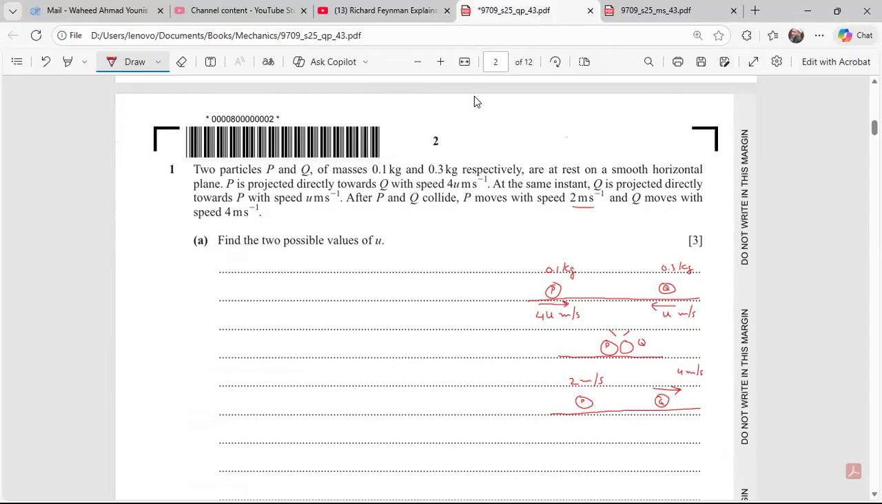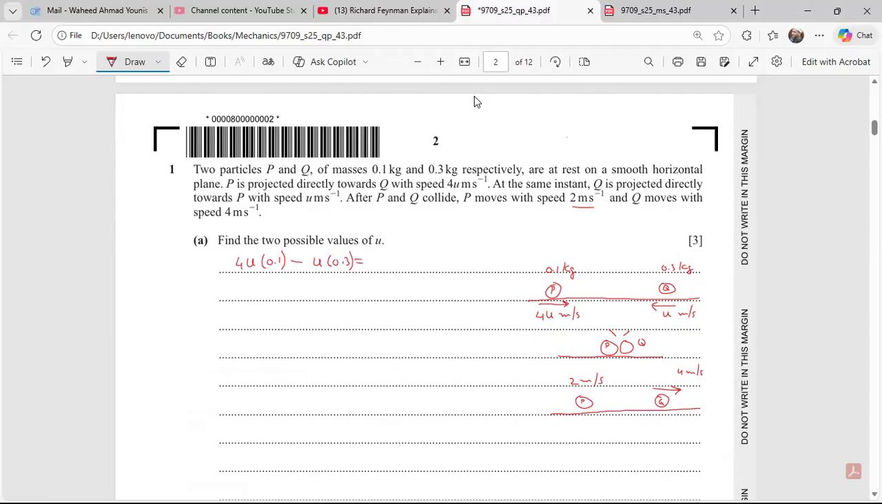So I will apply the law of conservation of momentum. The initial momentum, or the momentum before the collision, is equal to the momentum after the collision, right? So what's the total momentum before the collision? Remember, momentum is a vector quantity, so we have to consider its direction as well. I will assume the positive x direction is positive momentum. So this momentum is 4u, this is the speed, times its mass 0.1 kg, minus the momentum of this one, which is u times 0.3.